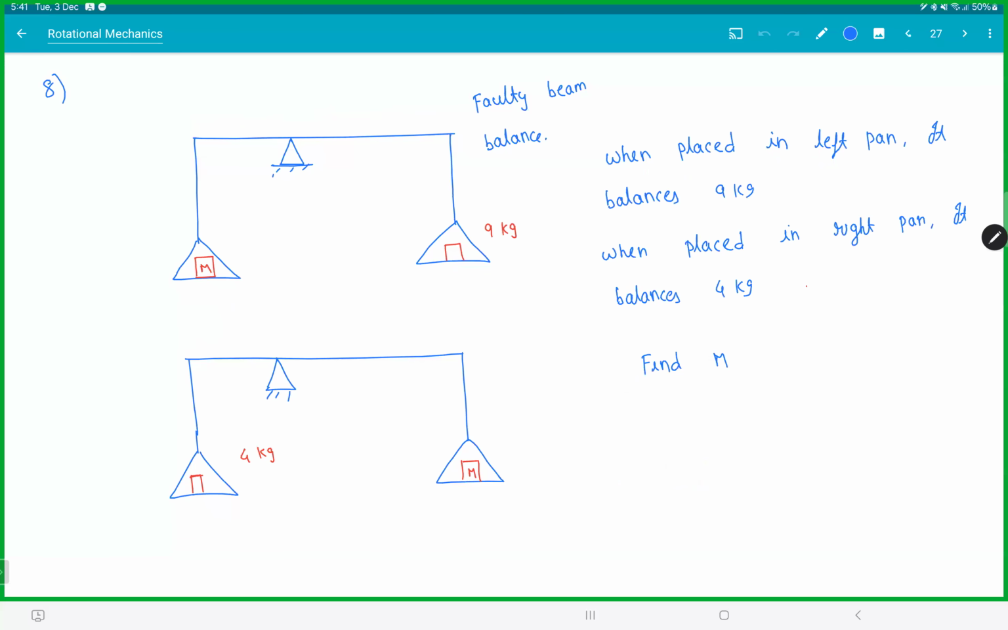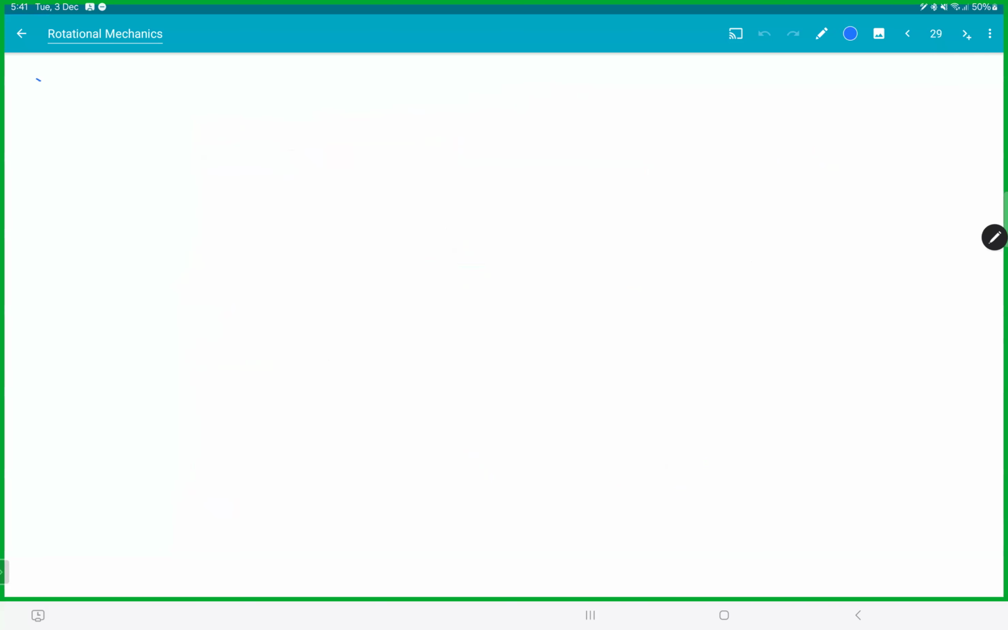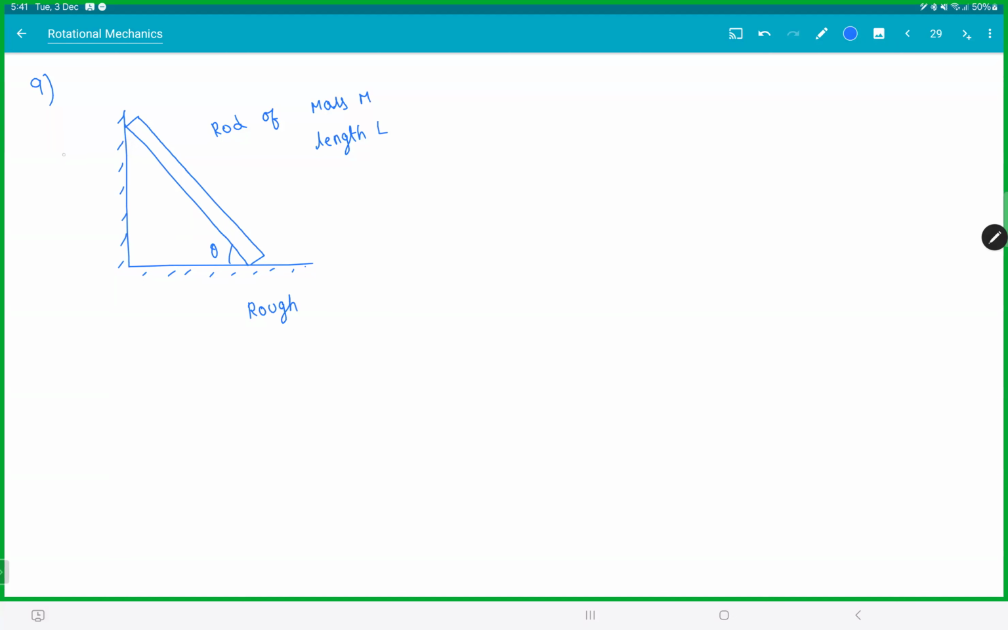So the last thing we did was this. So let's go ahead with a question. So we got a rod here, mass M and length L. Angle theta. The ground is rough. The wall is smooth. Find all normal reactions and friction on the rod.